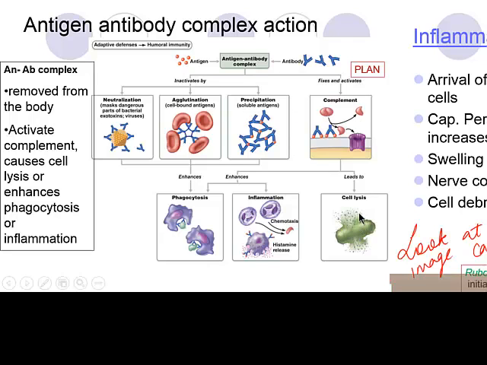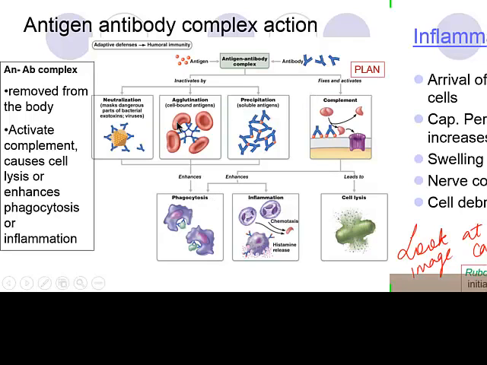L stands for lysis, because antigen antibody complexes activate that complement system that we just saw. Remember, that was acting in non-specific immunity. Now you can see how it's acting in specific immunity, also known as adaptive immunity. So when it activates complement, the complement attaches to the surface of the cell and causes cell lysis. So the L stands for cell lysis. The complement also brings phagocytes to that area, so phagocytosis is also encouraged, as well as inflammation. So you can see this complement causes lysis and enhances phagocytosis and inflammation.